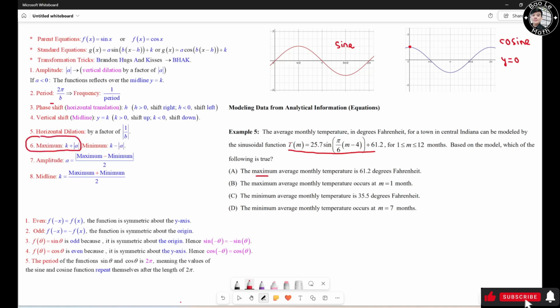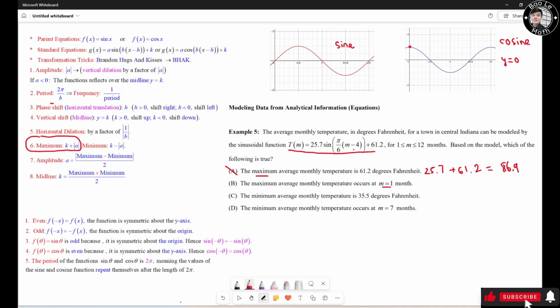Alright, given the midline and the amplitudes, we need to add this up, right? So we have 25.7 and 61.2. So it's going to be 86.9, which is not true, right? So it's wrong.